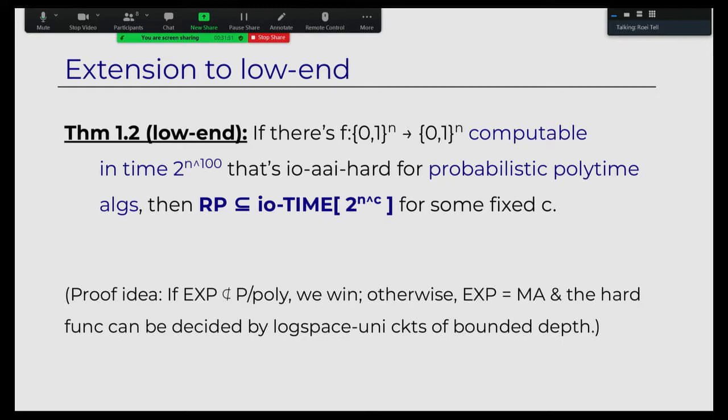Okay, I'm going to mention 2 extensions of this, because we claim all the time that this is a framework, it's not just a result. Because it scales all around, and whenever you scale it to some direction, the gap between the necessary hypothesis and the sufficient one decreases. It's actually a good framework. So for example, scaling this to the low end, if there is a function computable in time 2 to the n to the 100, fixed exponential time, that's almost all inputs hard for probabilistic polytime, then you have this slightly non-trivial derandomization of RP. Why do you say IO?